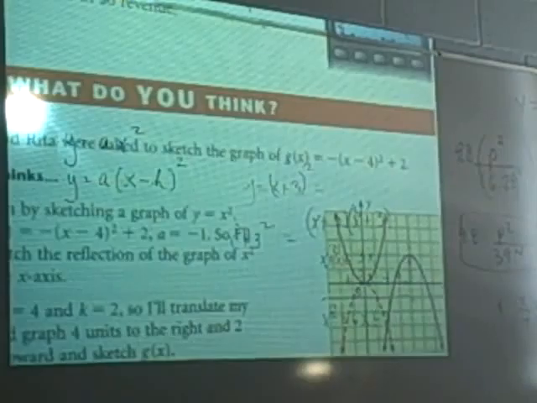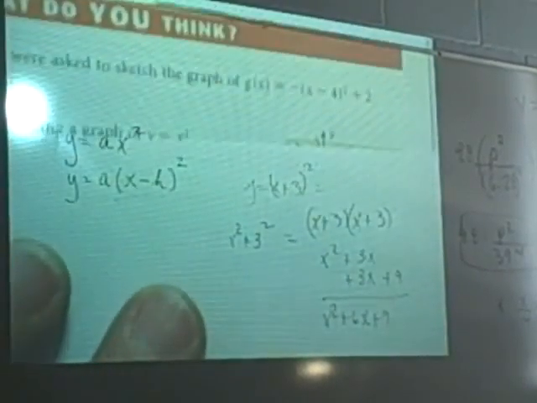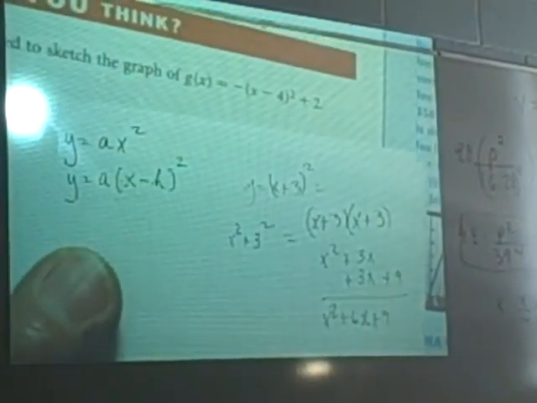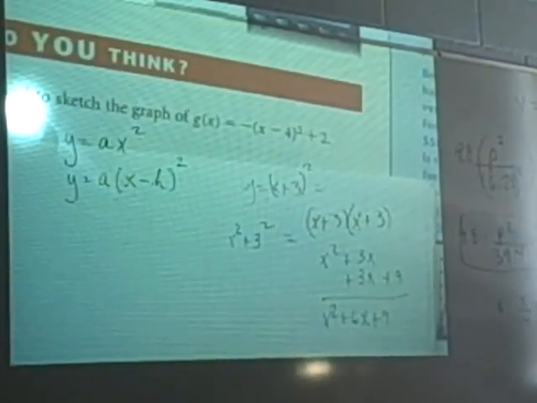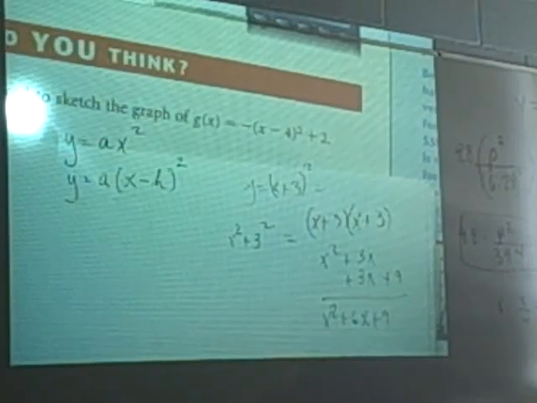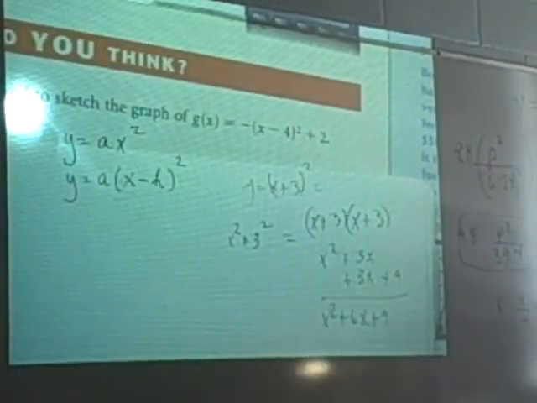Let's graph this problem and then see what we find out. So what is my h and what is my k here? And can you predict where the vertex is going to be by looking at this?